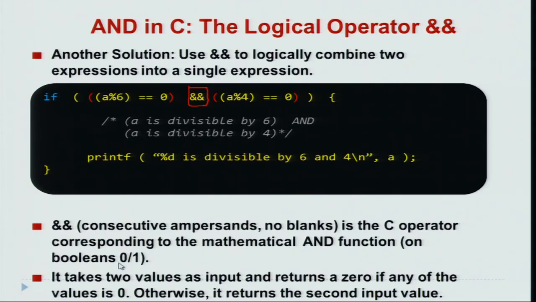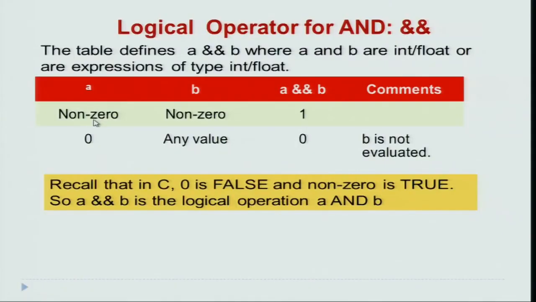Okay. So, it takes two values as input and returns a 0 if any of the values is 0. If both values are 1, then it returns a 1. Okay. So, this is the same as the logical AND. If either of them is 0, then the result is 0. If both of them are 1, then the result is 1. So, the truth table for the operation AND is as follows.